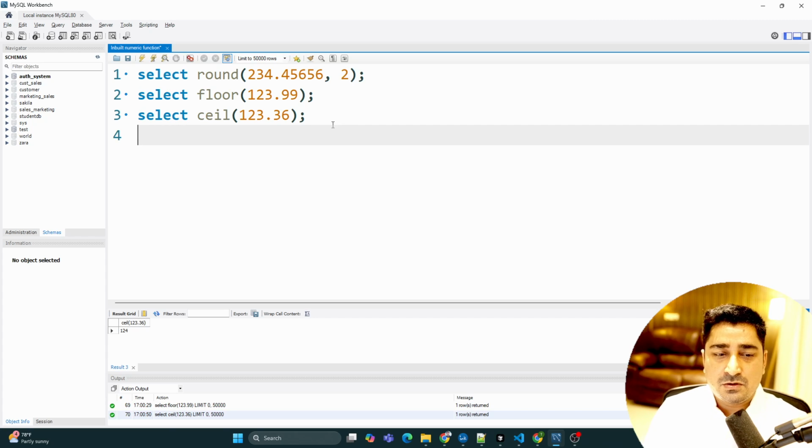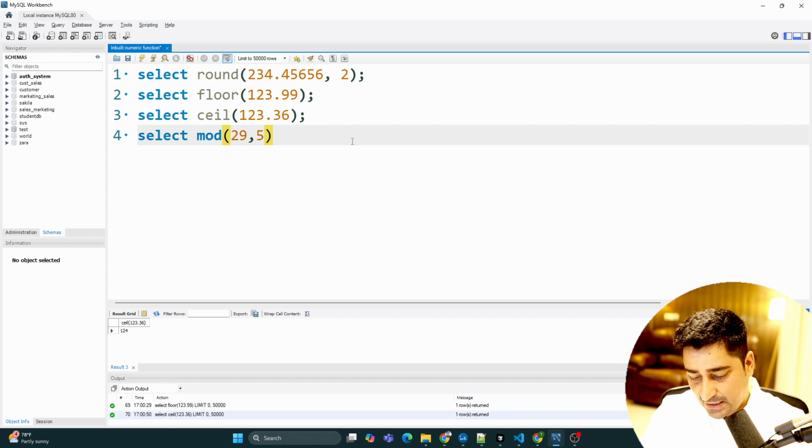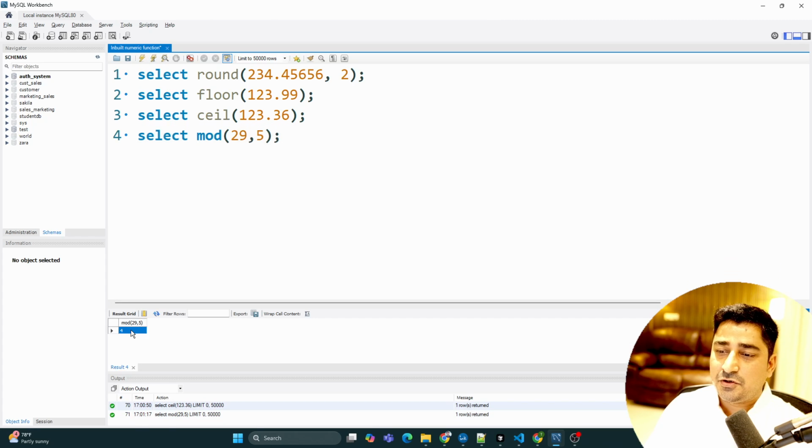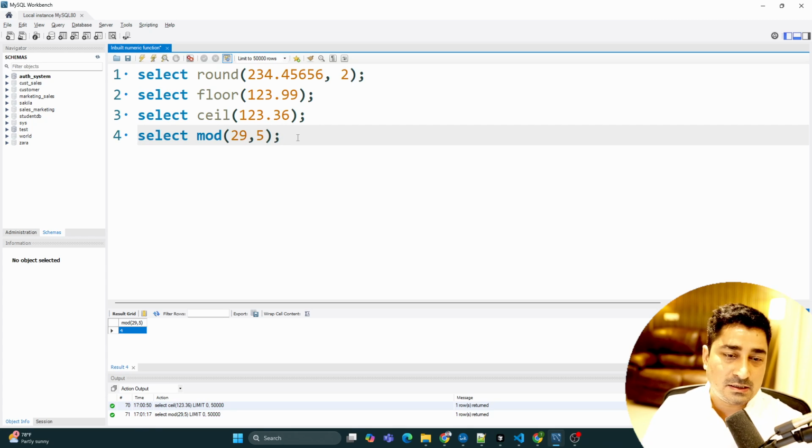Now there is something called the modulo function, just like the percent operator in Python. So SELECT MOD, and let's suppose I'm going to give 29, 5. It is going to divide 29 by 5, and what will be the remainder? The remainder is going to be 4. So MOD is nothing but the remainder it is going to give you. 29 divided by 5, remainder is 4. So 4 is the answer which I am able to get over here.